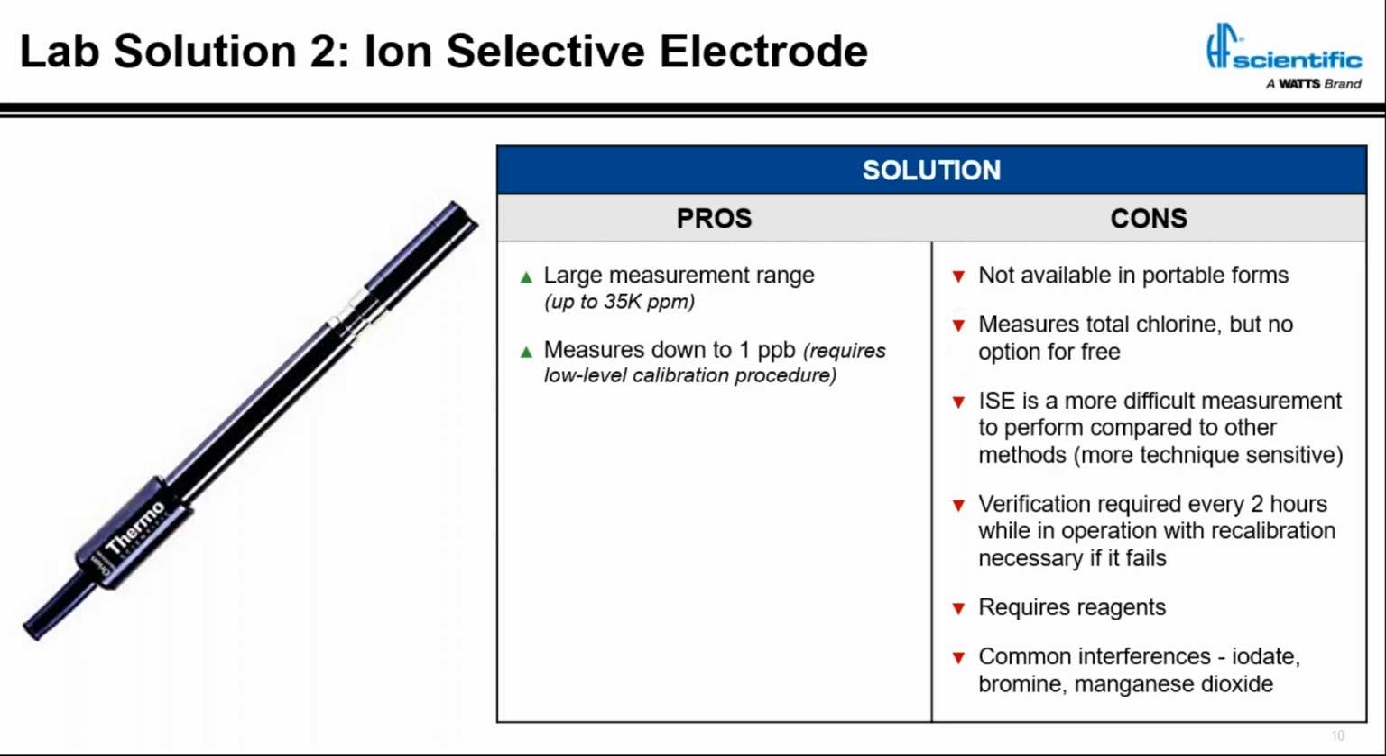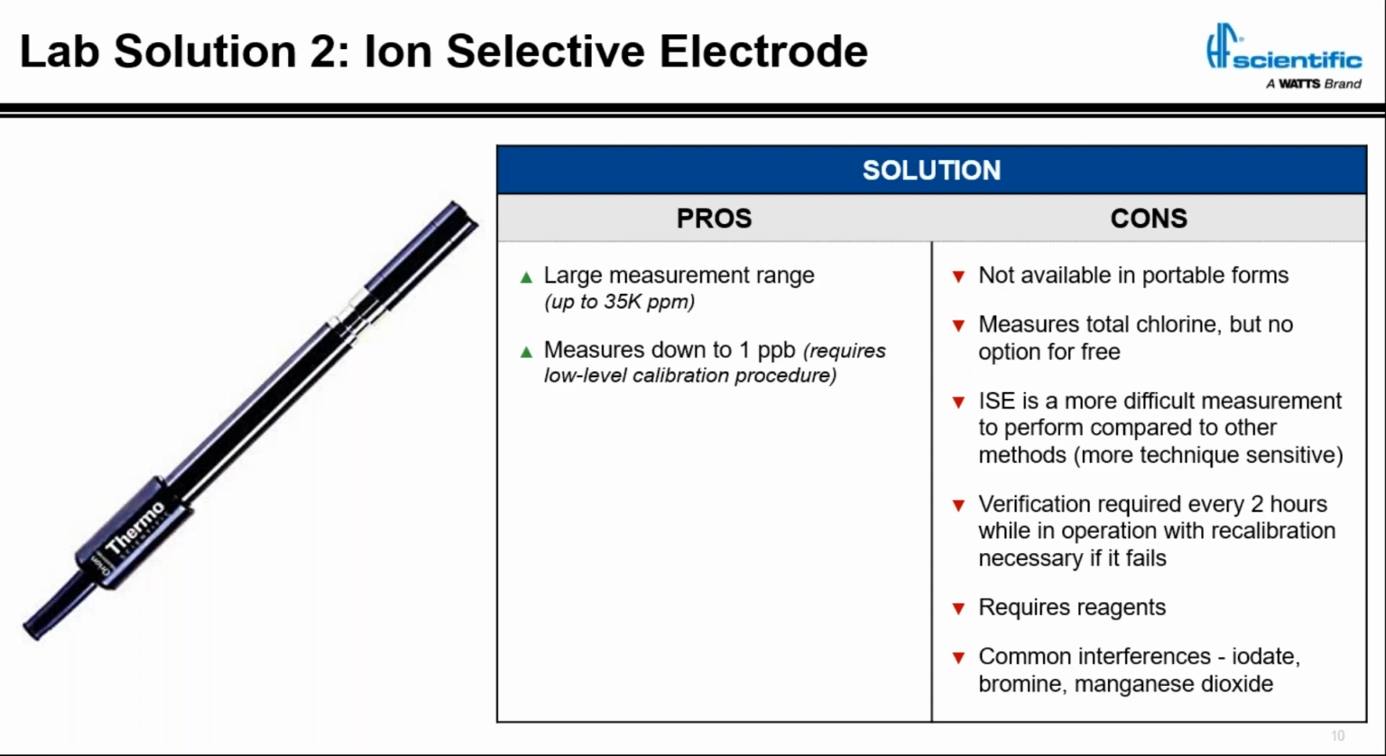Calibration is required daily or as often as you're going to take samples. Certainly if you don't take a daily sample, then you're not required to calibrate it daily. Or at the instance of failure of verification, which must be completed every 2 hours while using the probe. Additionally, this method is more involved and requires some laboratory finesse and good technique to complete the measurement correctly. It's only available for total chlorine and does not have the option to measure free chlorine.